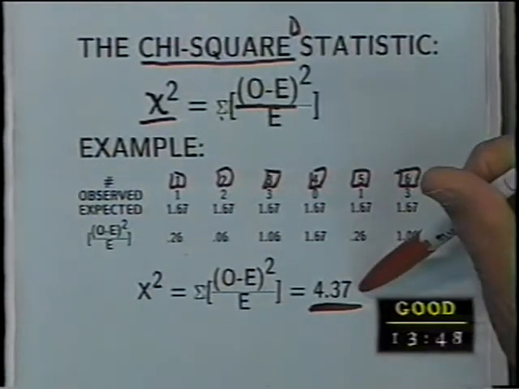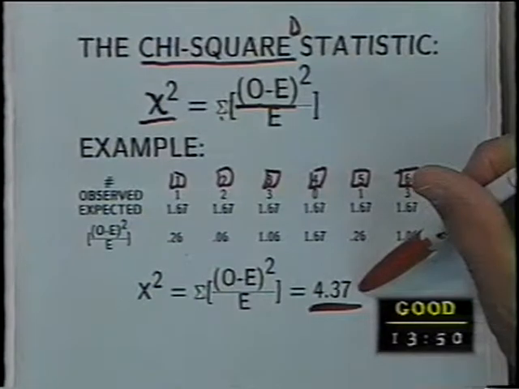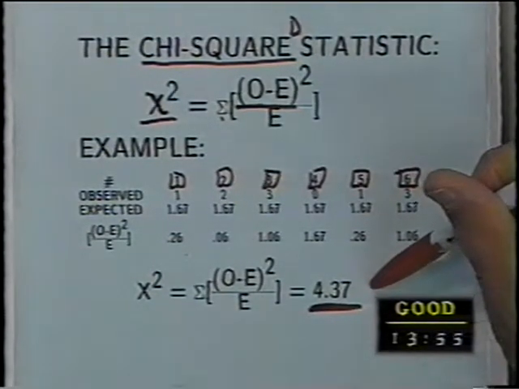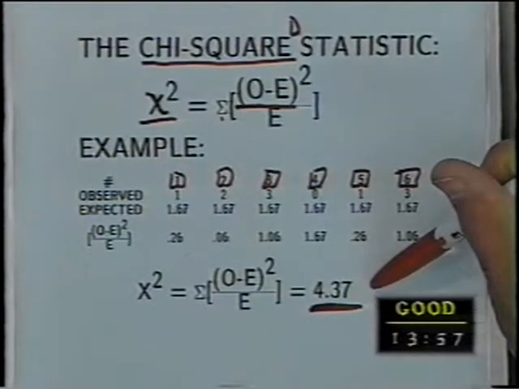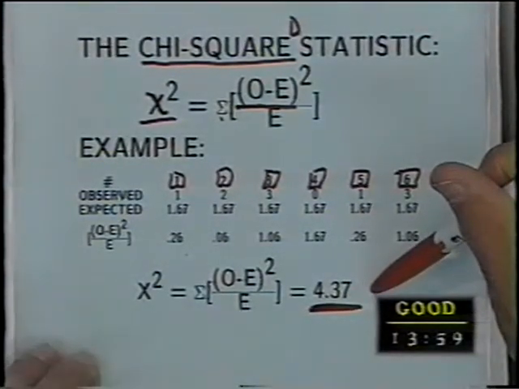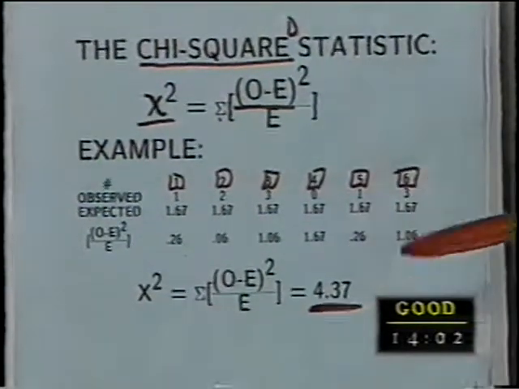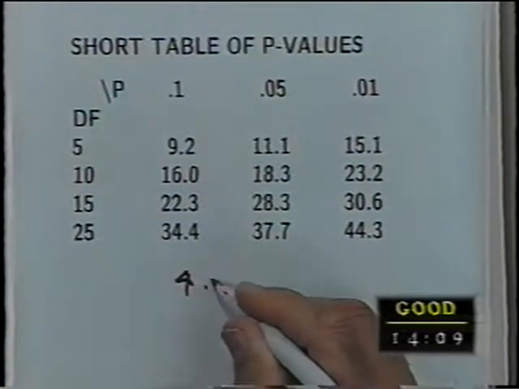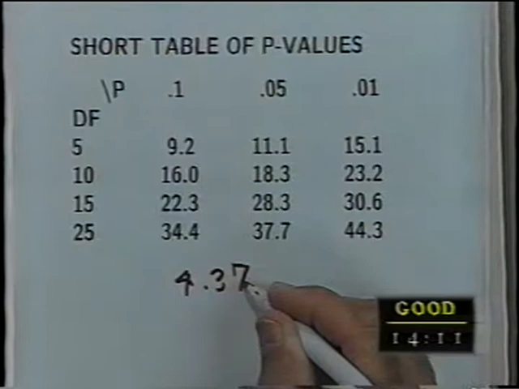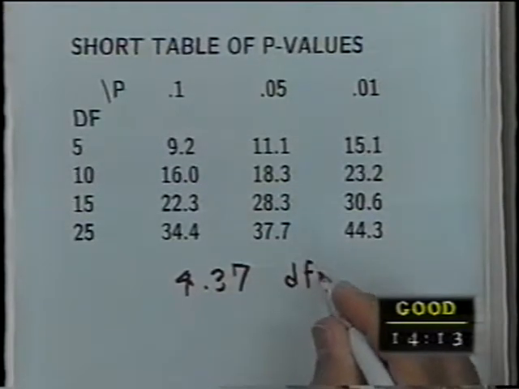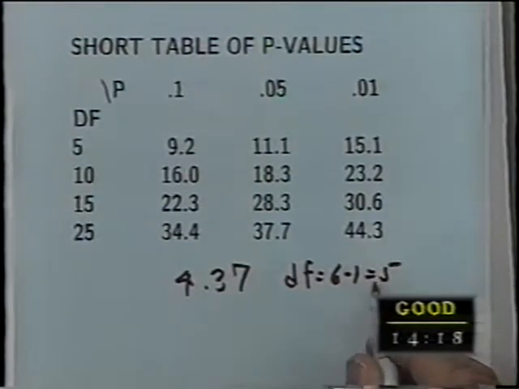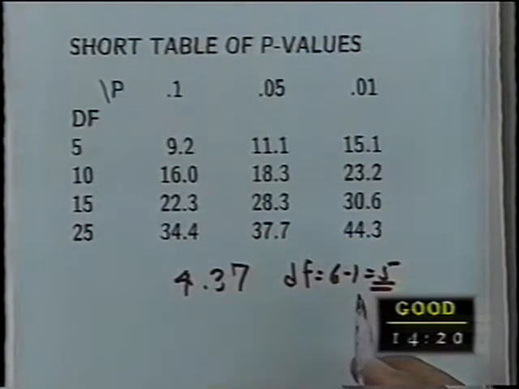Well, in order to do this, we have to have either a computer or a table. And I'm going to show you how to actually do a chi-square test, because in the next lecture you will be getting something that I really want you to do. In fact, you can actually do this one, because here's the table. Here's a short table of p-values. Remember, what we had for the chi-square value was 4.37. The degrees of freedom were what? We had 6 categories, 1 constraint, so 5 degrees of freedom.